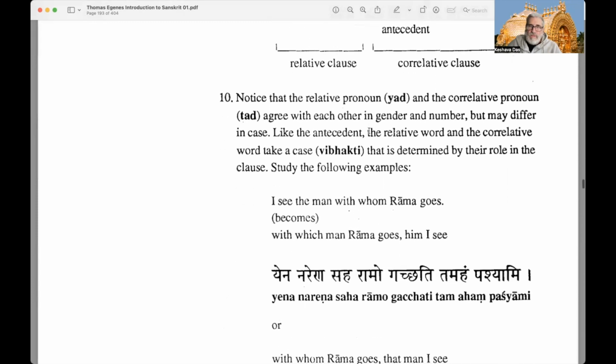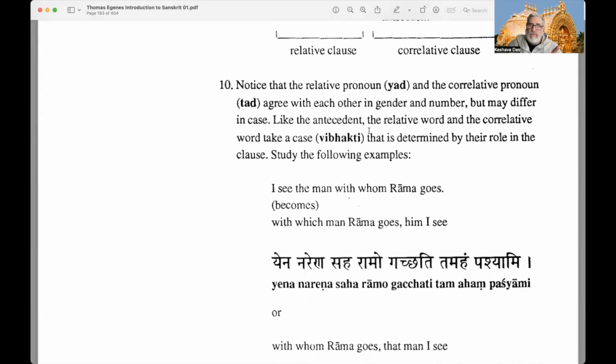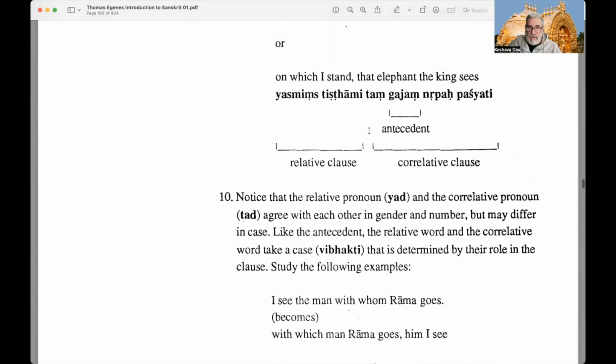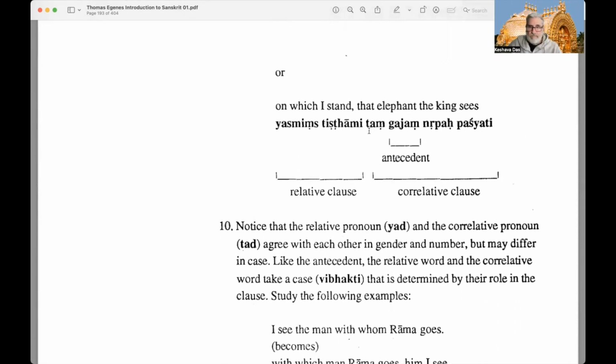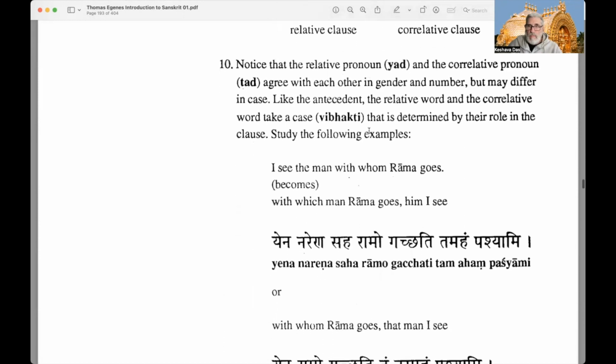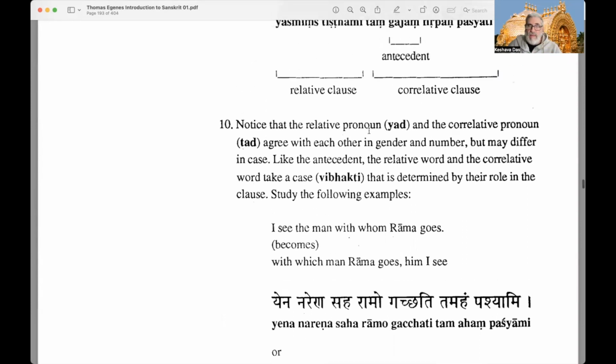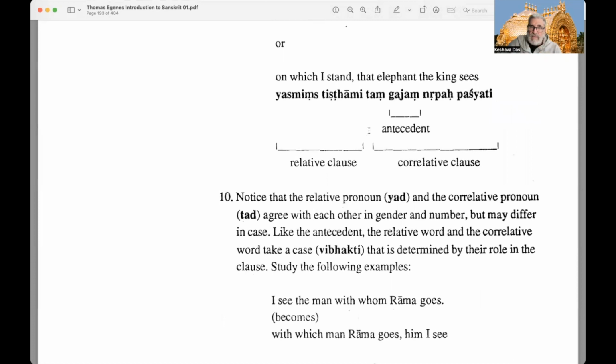Yeah. So now notice that the relative pronoun yad and the correlative pronoun tad agree with each other in gender and number, but may differ in case. Okay, so they're the same number, either singular, dual, or plural. They're the same gender, masculine, feminine, or neuter, but they may not be the same case because of where they sit in the sentence.